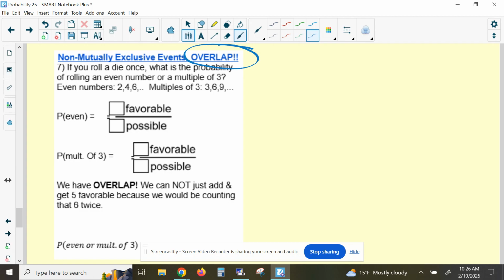Okay? So it says, if you roll a die once, so what are my options? What's my sample space? 1, 2, 3, 4, 5, 6. There are 6 items in my sample space. If I roll this once, what's the probability of rolling an even number, magic word, or a multiple of 3? What are multiples of 3? Counting by 3s. 3, 6, 9, 12, and so on. Anything 3 goes into evenly. Anything divisible by 3, same thing, right?